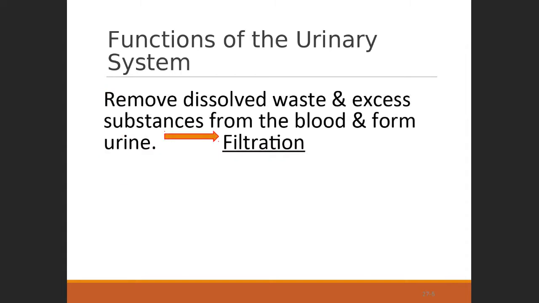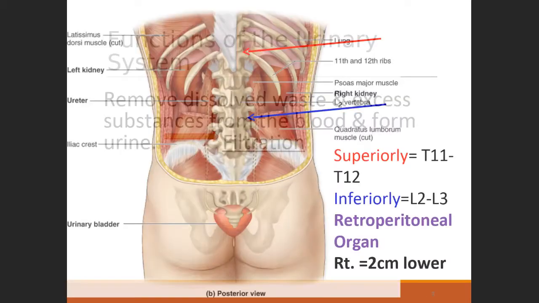So we're going to be removing dissolved waste as well as excess substances from the blood with an overall function of filtration. We're going to pass blood through a particular portion of that nephron, and as it goes through the tubular nephron, we effectively filter out the things that we no longer want, that we have in excess, or things that were never of any use to us, a complete byproduct of metabolism.